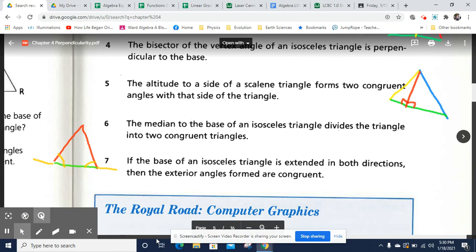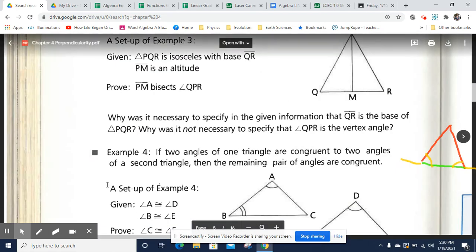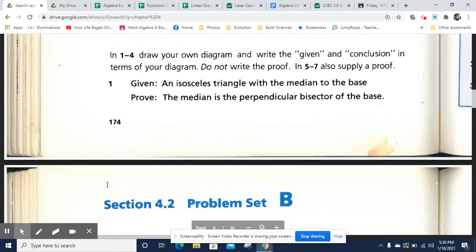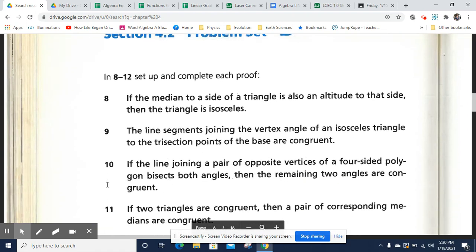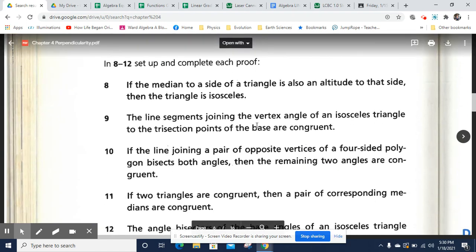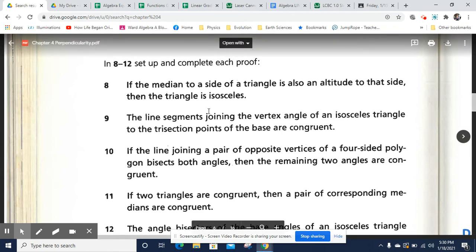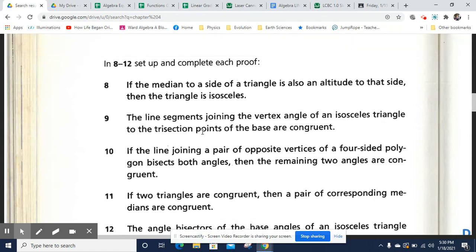Now let's just take a look at number 9. So number 9, we've got line segments. The line segments joining the vertex angles of an isosceles triangle to the trisection points of its base are congruent.